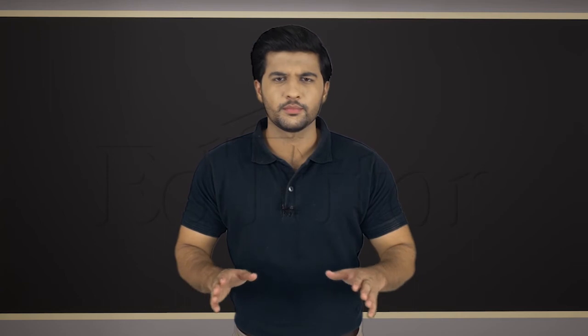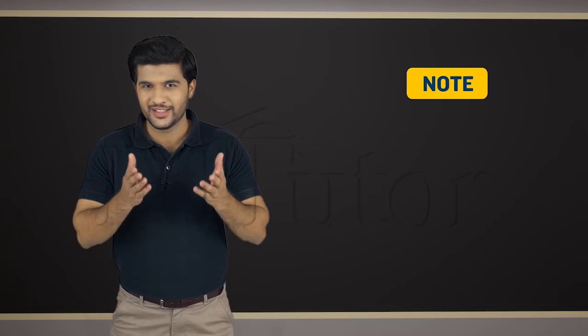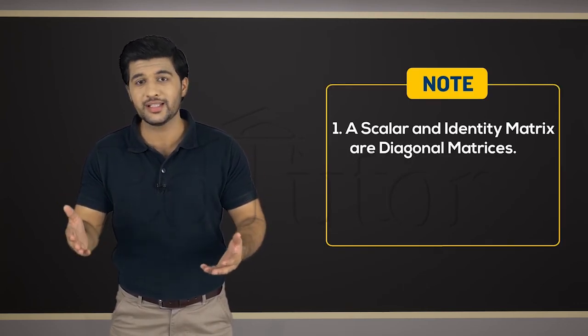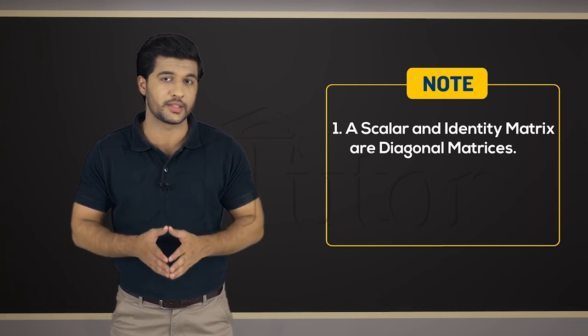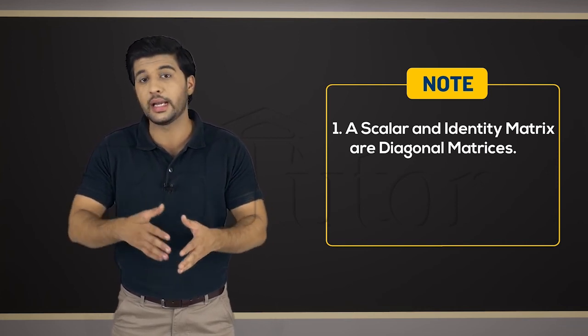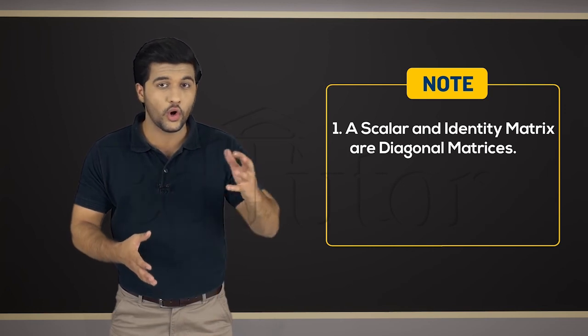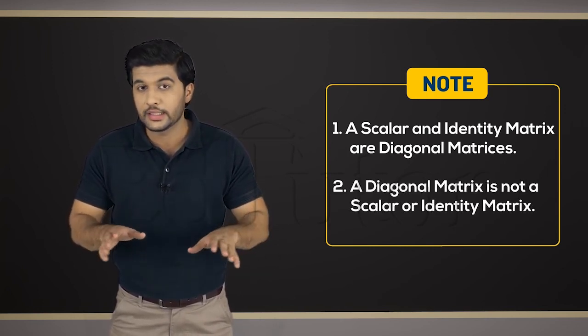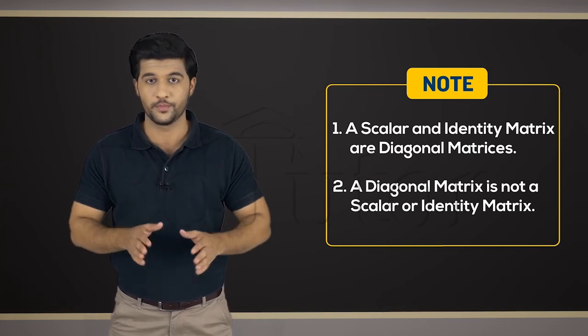That's it. But before we end this session, there is something important that should be highlighted. I have conveniently written it on a note card for you. See, scalar and identity matrices are types of a diagonal matrix. So every scalar and identity matrix is also a diagonal matrix at the same time. However, the vice versa isn't true.